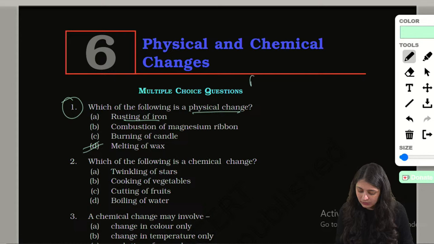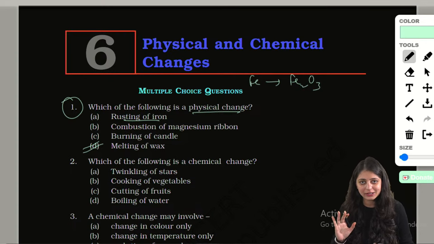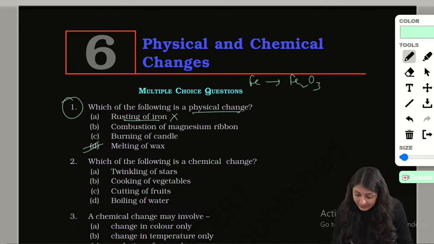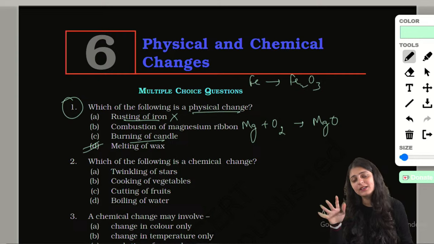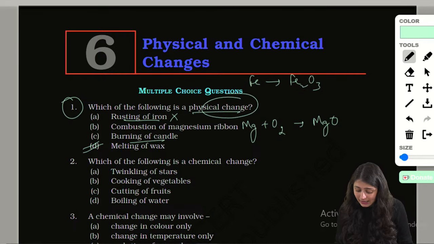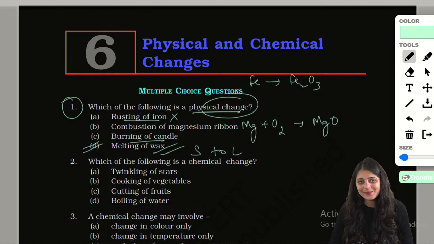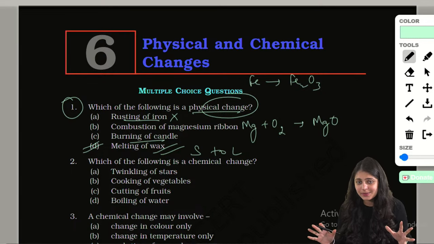रस्टिंग ऑफ आयरन में आयरन, आयरन ऑक्साइड Fe2O3.xH2O में कन्वर्ट हो जाता है, नया सब्सटेंस है, रस्ट बन गया. इट्स अ केमिकल चेंज. कंबस्चन ऑफ मैग्नीशियम, मतलब मैग्नीशियम को ऑक्सीजन की प्रेजेंस में बर्न करते हो तो मैग्नीशियम ऑक्साइड बन जाता है, अनदर न्यू सब्सटेंस बीइंग फॉर्म्ड. बर्निंग ऑफ कैंडल इज बोथ फिजिकल और केमिकल चेंज. मेल्टिंग ऑफ वैक्स, सॉलिड वैक्स टू लिक्विड वैक्स, बट इट्स स्टिल वैक्स, नो न्यू सब्सटेंस इज बीइंग फॉर्म्ड, सो दैट्स अ फिजिकल चेंज.